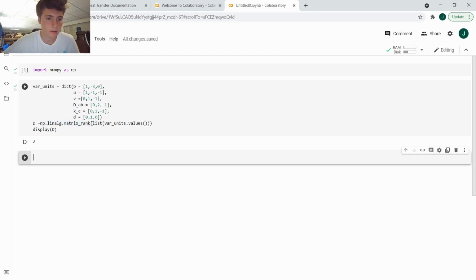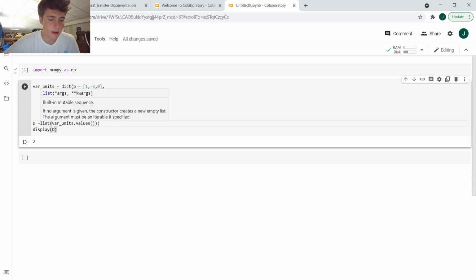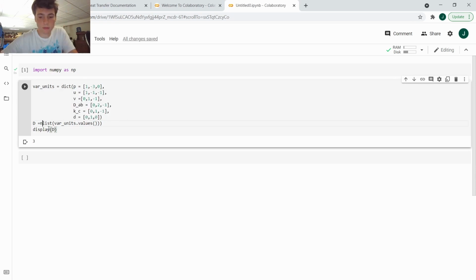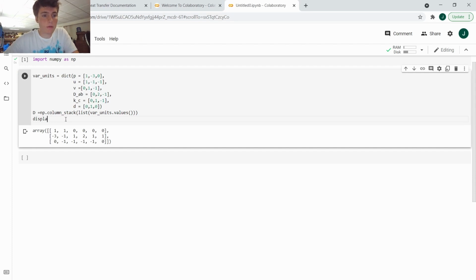I kind of skipped a step. I first wanted to make the dimensional matrix. So we column stack like that. Let's see. So 1, -3, 0, 1, -1, and yes. If you go back to the first part, you'll see this is the matrix that we had, our dimensional matrix. And so now we want to calculate the rank of this.